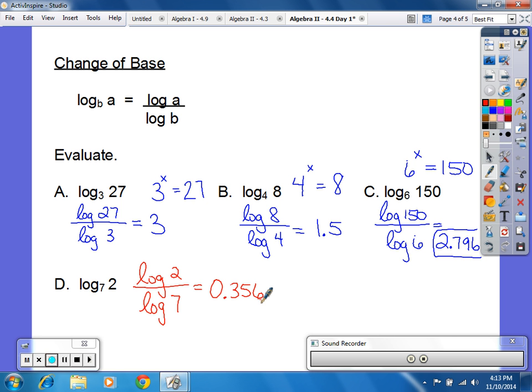Okay, so your 3 concepts for today are working with logarithms, expanding, condensing, and using the change of base formula. Please go ahead and complete your worksheet. Come back and check out this lesson again if you have any questions.